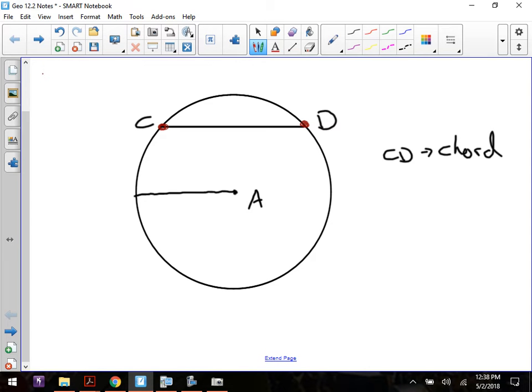A chord is a segment with endpoints on a circle. We talked about this on Monday. The most famous chord inside of a circle is a diameter. The diameter will always be the longest chord in the circle because it goes through the center and touches both sides. It can't be any larger than a diameter, or it would wind up outside of the circle.